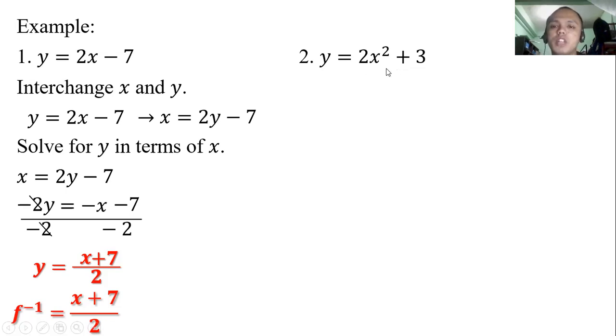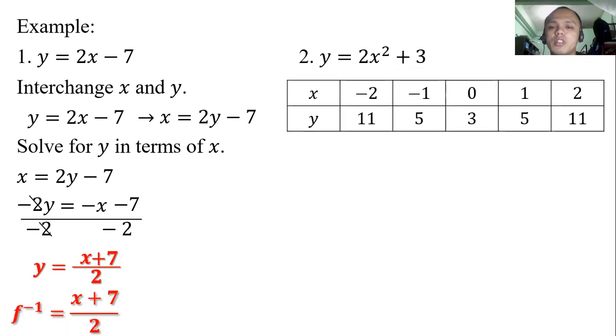Now, if we get the values of x and y here, if your x is negative 2, then your y is 11. If your x equal to negative 1, then your y is 5. If your x is 0, then your y is 3. If your x is 1, your y is 5. If your x is 2, your y is 11. Okay, so ito yung table of values niya. Ito yung domain, ito naman yung range.